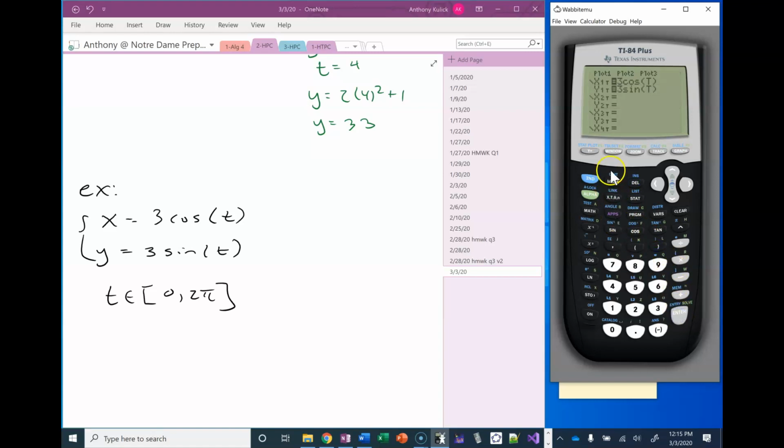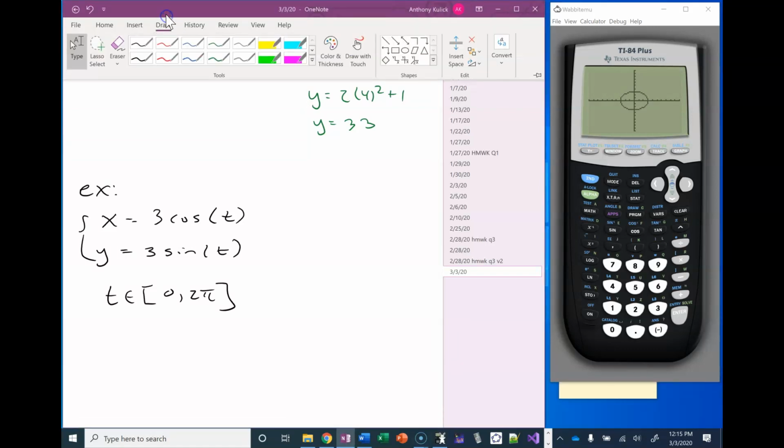Okay, so I'll type that in there. And then we're going 0 to 2 pi. Let's hit graph. So what is the shape of this graph? It's a circle, right? Okay.